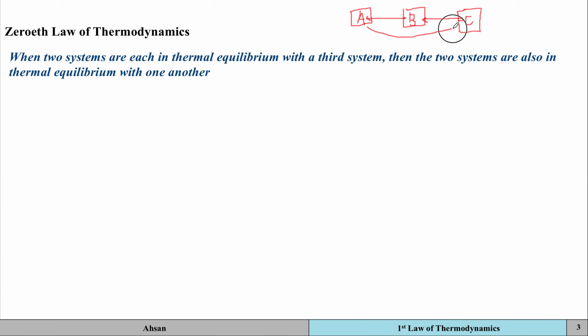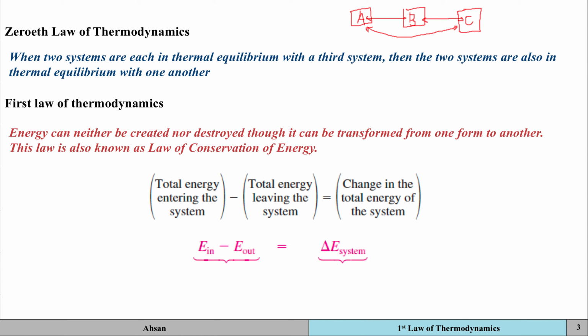Then we've got the first law of thermodynamics, that is also known as the law of conservation of energy. What it tells us is that the energy is always going to remain conserved. It's not going to be created, not going to be destroyed. The total energy of the system is going to remain the same.